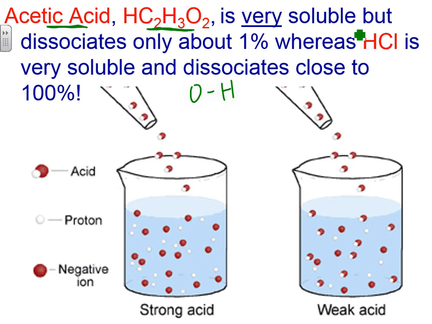Whereas something like hydrochloric acid will dissociate 100%, and it's also soluble. Actually, hydrochloric acid is less soluble than acetic acid. Hydrochloric acid does not have hydrogen bonding in itself, whereas acetic acid does. So both solubility and being a weak or strong acid are two different things.